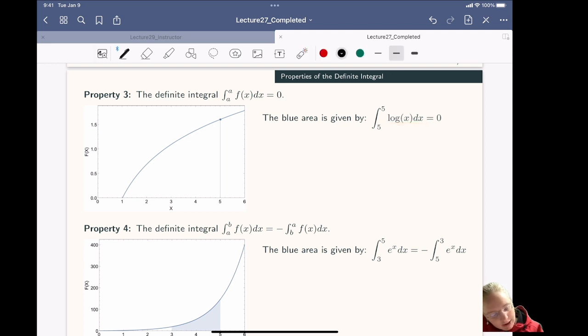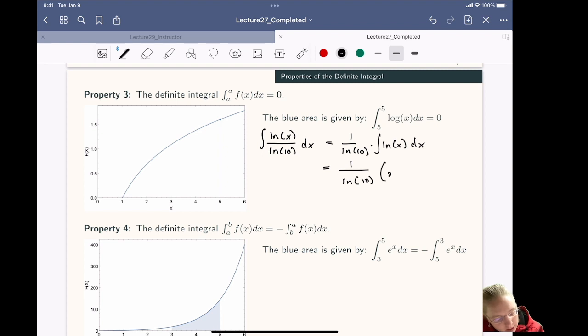We first start by taking the indefinite integral. Remember that we can use change of logarithm rules to get this quantity here. We factor out the 1 over the natural log of 10 times the integral of ln of x dx. Then we use our integration rules to get this quantity here. Now we want to evaluate this whole thing between 5 and 5.